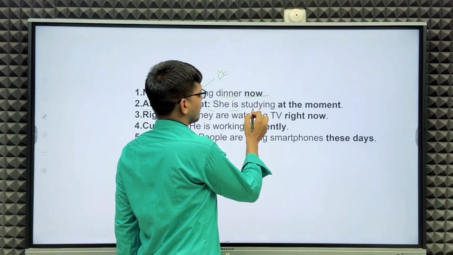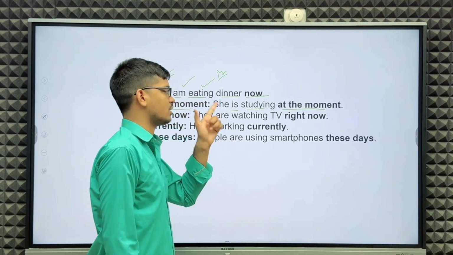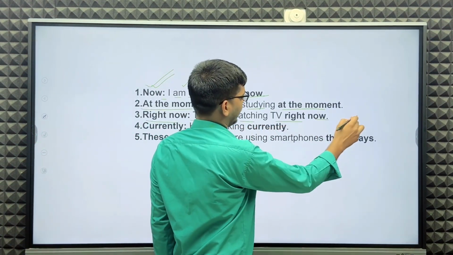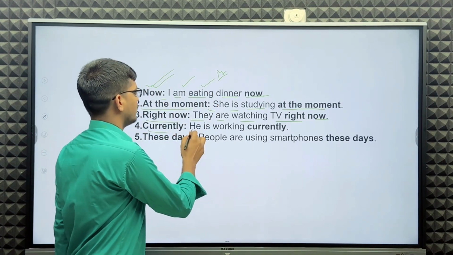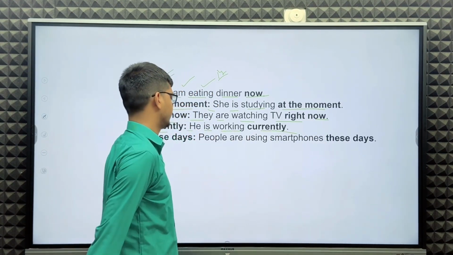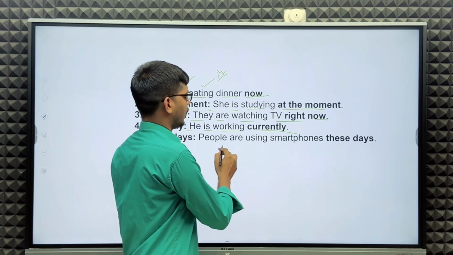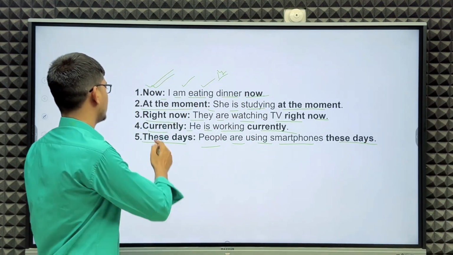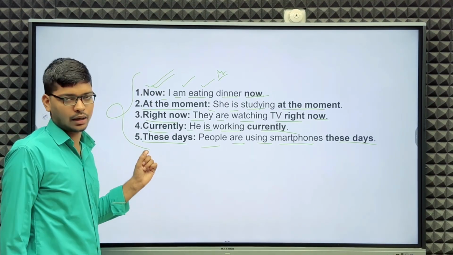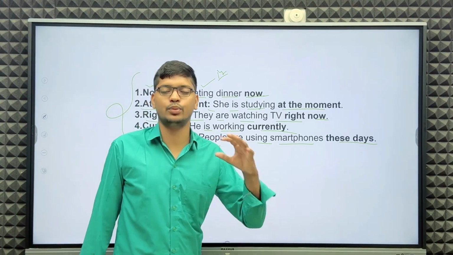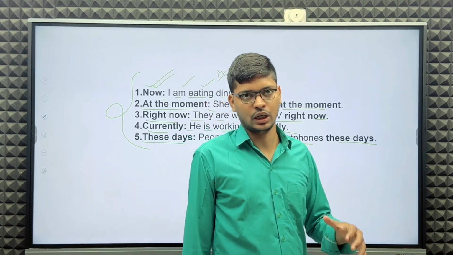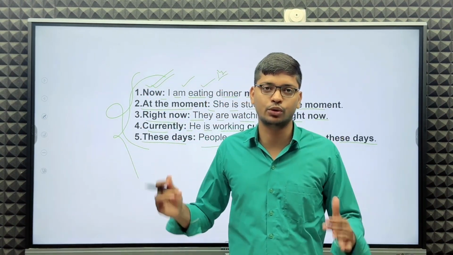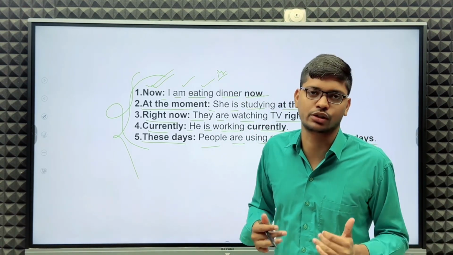She is studying at the moment. Right now, they are watching TV right now. Currently, he is working currently. These days, people are using smartphones these days. So these adverbs of time all go with the present continuous tense. If you find any one of them anywhere, you have to use the present continuous tense rules.